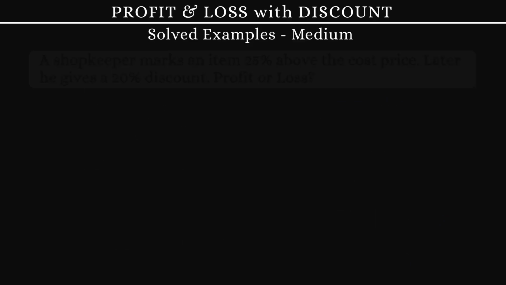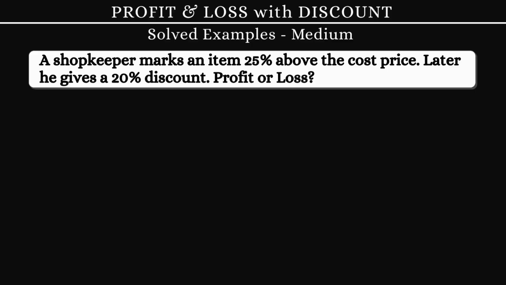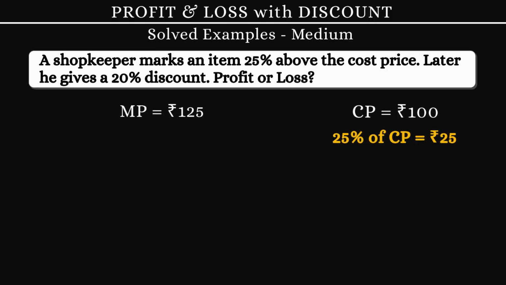Next question. A shopkeeper marks an item 25% above the cost price. Later, he gives a 20% discount. Is it profit or loss? As discussed earlier, let's assume the cost price to be 100. 25% of 100 rupees is 25 rupees. So the marked price is 125 rupees.